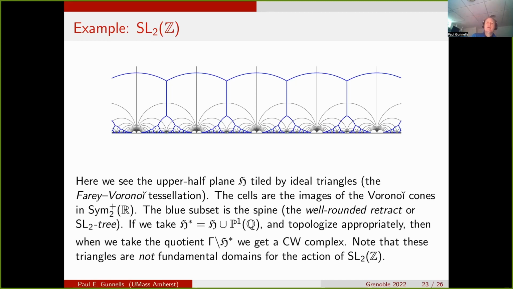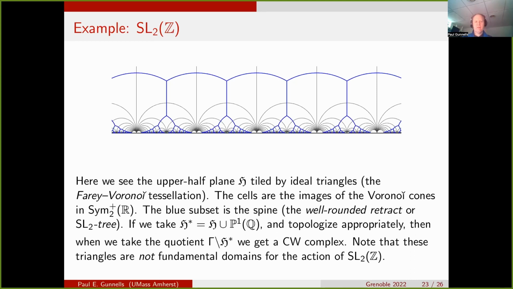These gray triangles are the images of the Voronoi cones in Sym2 plus R, which means the positive definite quadratic forms with real coefficients in 2 variables. That's the notation I'll be using for that. Okay. So I know, because I actually watched some of the lectures last week, that you've definitely seen that. So I don't have to, at least at the moment, define much more about it.